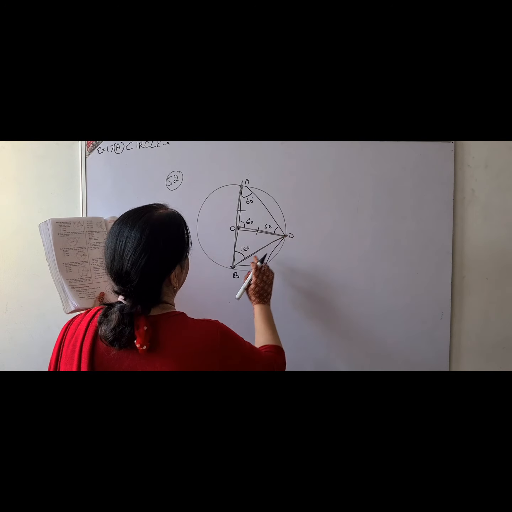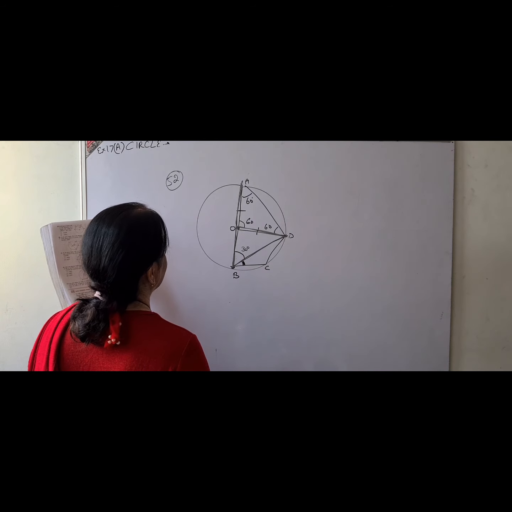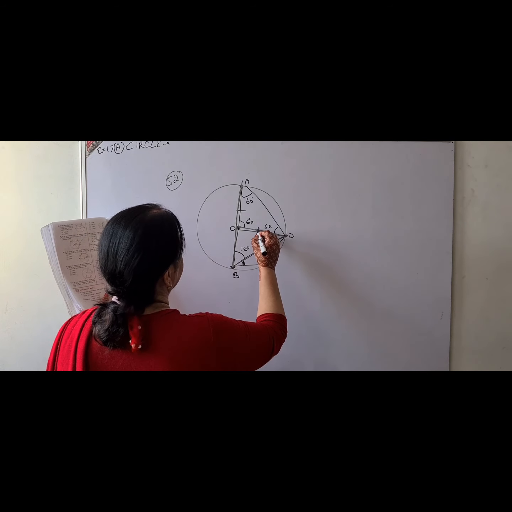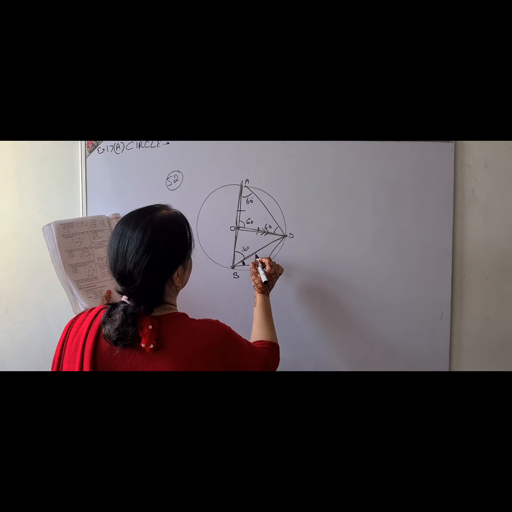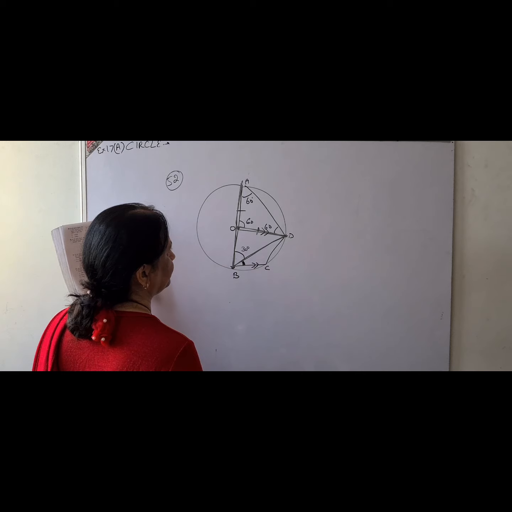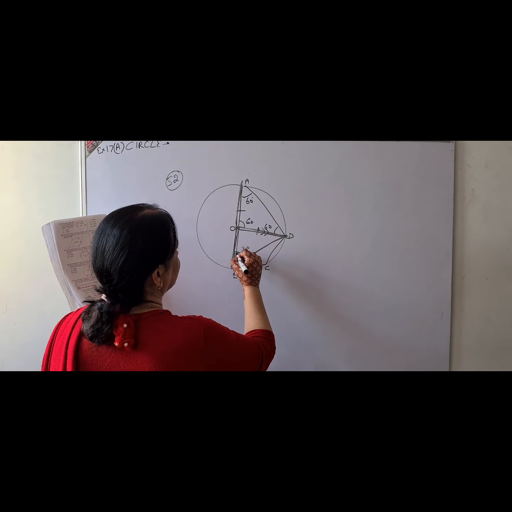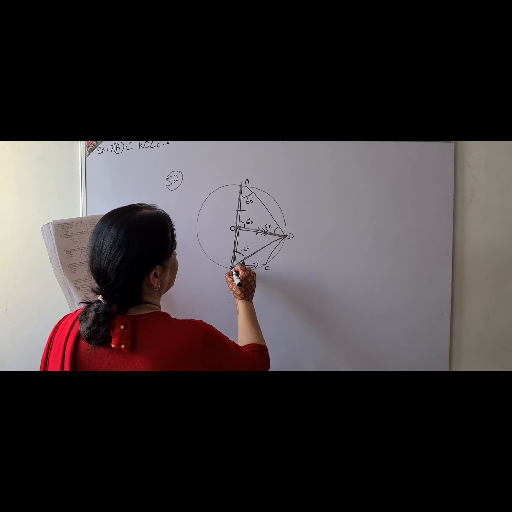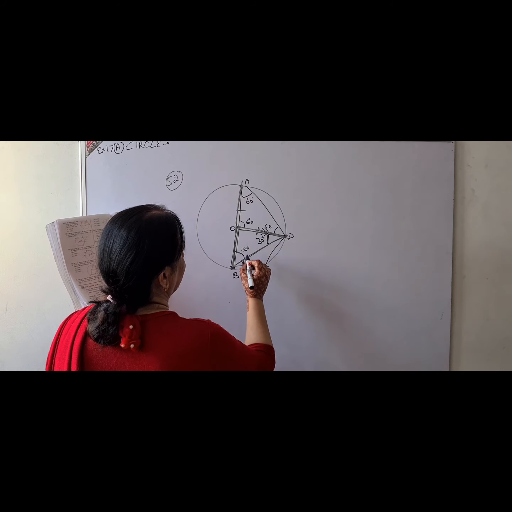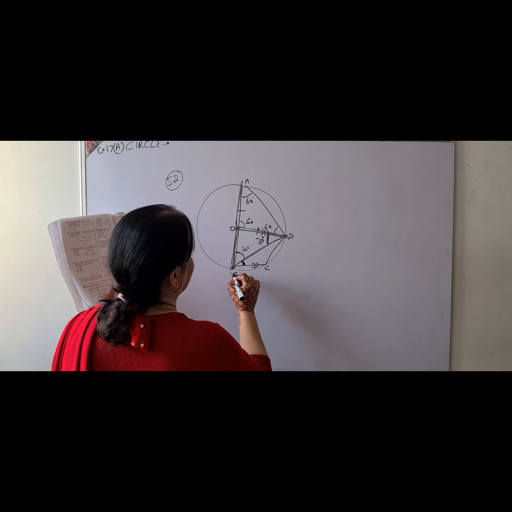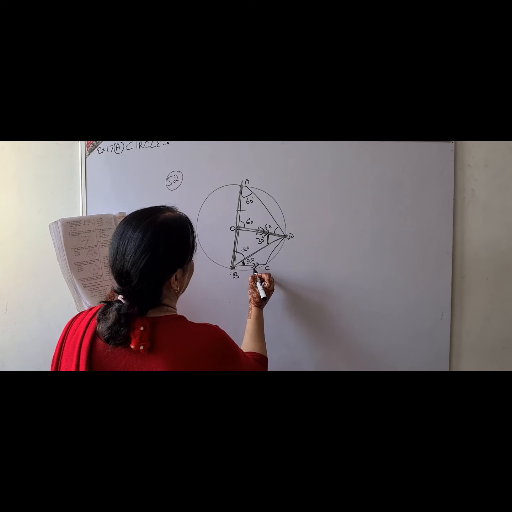DBC. This you have to find. Very simple. See children, they have given in the question that OD is parallel to BC. Also you know that OD and OB are radii. So OBD is an isosceles triangle. Hence angle ODB is also 30 degrees. If ODB is 30 degrees, DBC is also 30 degrees, alternate angles, because given OD is parallel to BC.